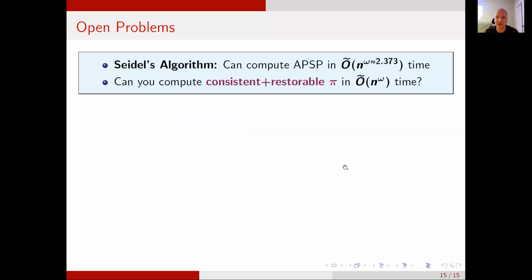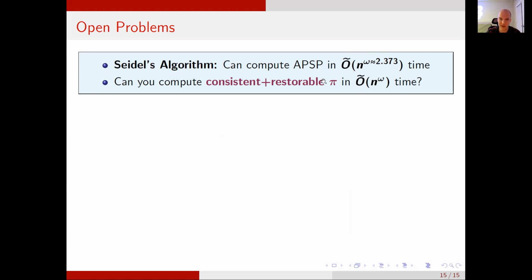The first open question I want to point at concerns a classic graph algorithm, Seidel's algorithm. This tells you that if you get an undirected, unweighted graph, you can compute all pairs shortest paths in matrix multiplication time, n to the omega, where omega is whatever time it takes you to multiply two matrices together. It's about 2.373 by the known bounds.